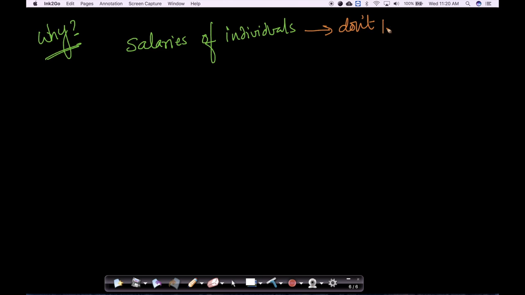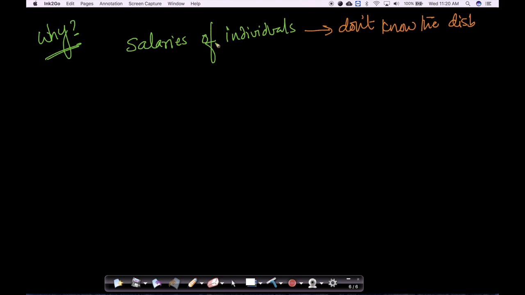So that you can connect with how this is useful in the real world for data analysis, right? Imagine you have salaries of people, salaries of individuals in a country. You don't know the distribution. This is important. Let's assume you don't know the distribution of the salaries of each individual. This is a country, millions of people with salaries, and you don't know the distribution.